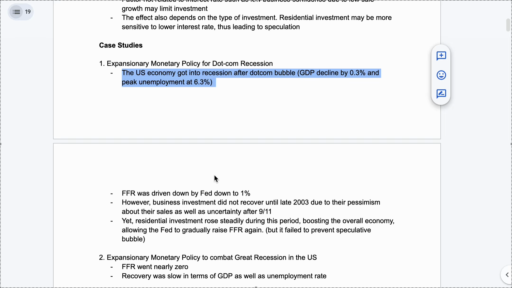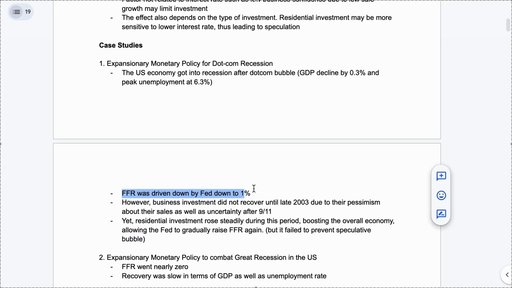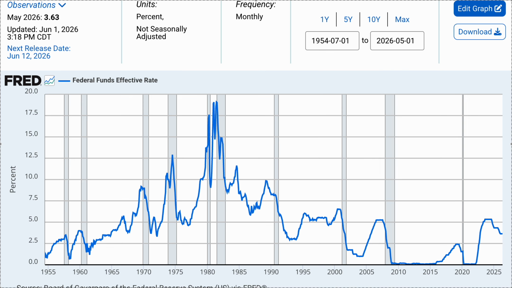Okay, and then the Fed, the Central Bank of the U.S., was like, we have to address this. We have to address this by making borrowing money cheaper and easier. So the federal funds rate was driven down by the Fed to 1%. Let's actually look at that. Federal funds.